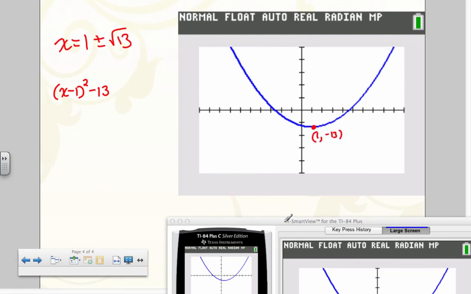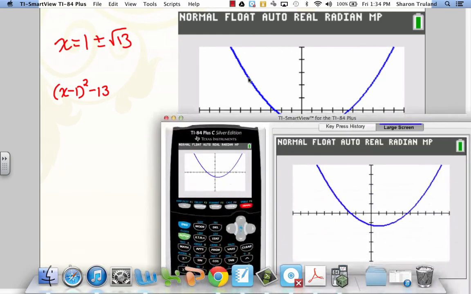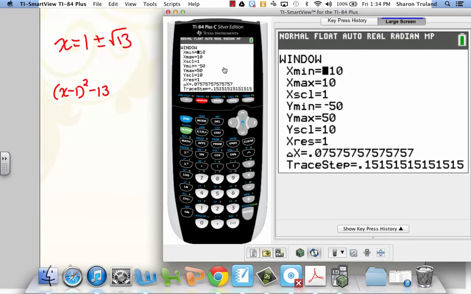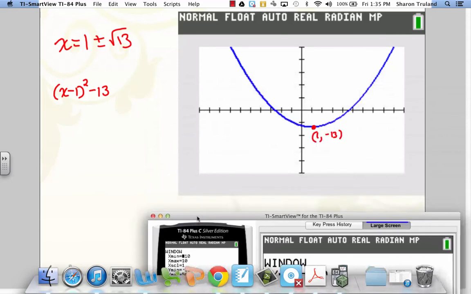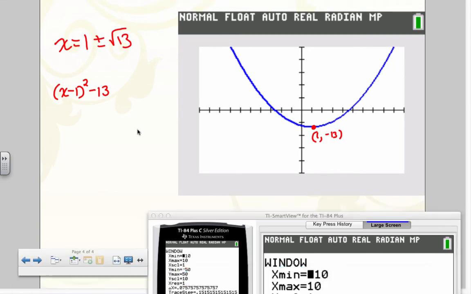And it is indeed, because if I go back to my calculator and I look at my window, I can see my y scale right here. My y scale is down here at negative 50, up here at 50, and a y scale of 10. So my y scale is pretty big. And the next thing I should realize is that my line of symmetry is right here at x equals 1. Is anybody seeing it now?